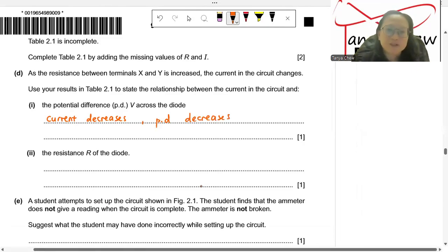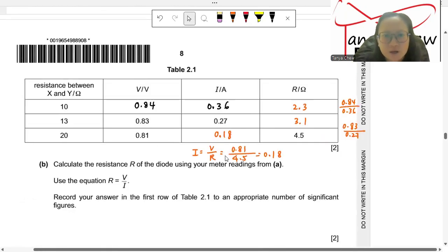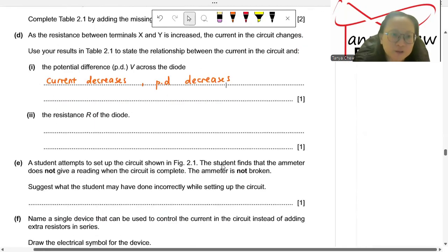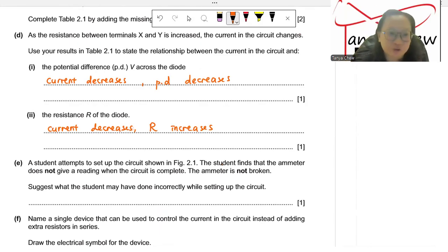Second part, the resistance R of the diode. What happened to the resistance of the diode? I would say that since the current decreases, you can see the value of the current decreases. So the resistance of the diode: current decreases, R increases. Because remember, current and resistance are enemies. When one is increasing, the other one will decrease.